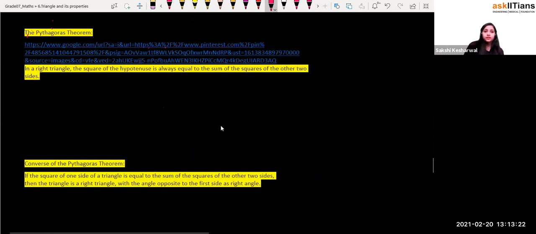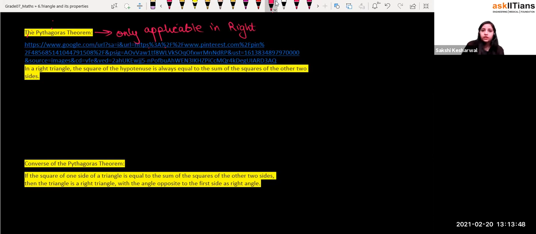Now let's come to the Pythagoras theorem. What is the Pythagoras theorem? It is a very important thing that you should know in your head, that the Pythagoras theorem is only applicable in a right angle triangle, because many of you don't know what it is. So first let's learn what a right angle triangle is, right? Let us suppose this is your right angle triangle.